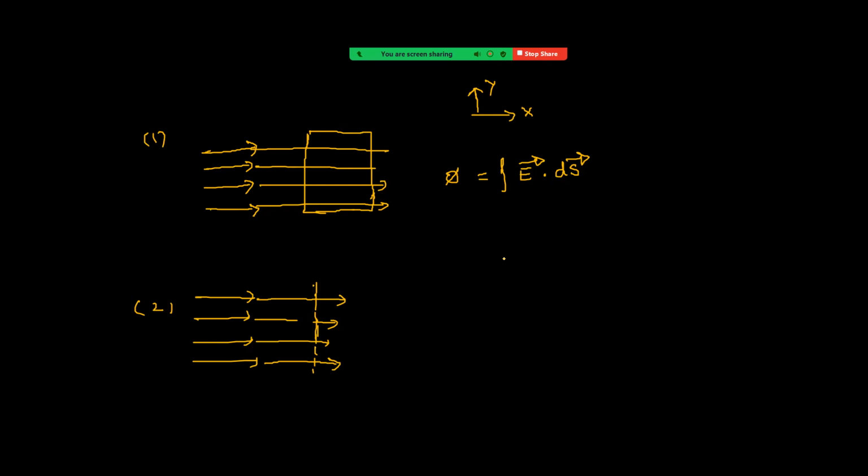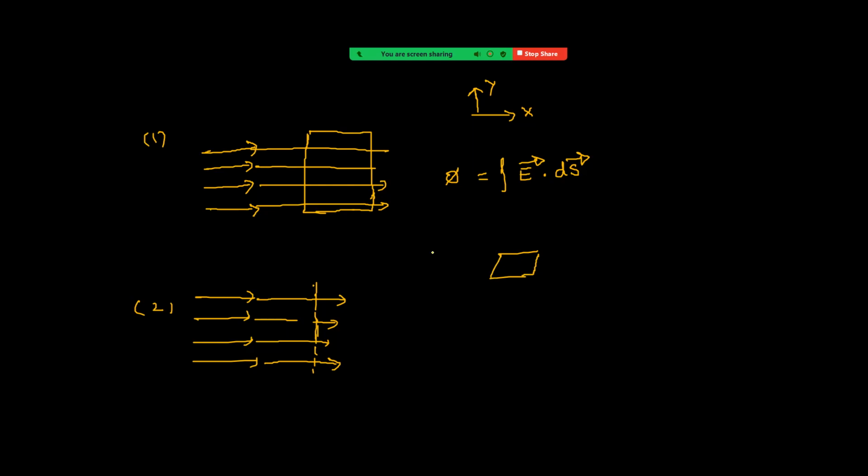For example, I'm taking a plane like this. For this one, normal means there is one possibility upwards and one downwards. So we can take any one of these two. That means the direction of the area vector is normal to the plane.